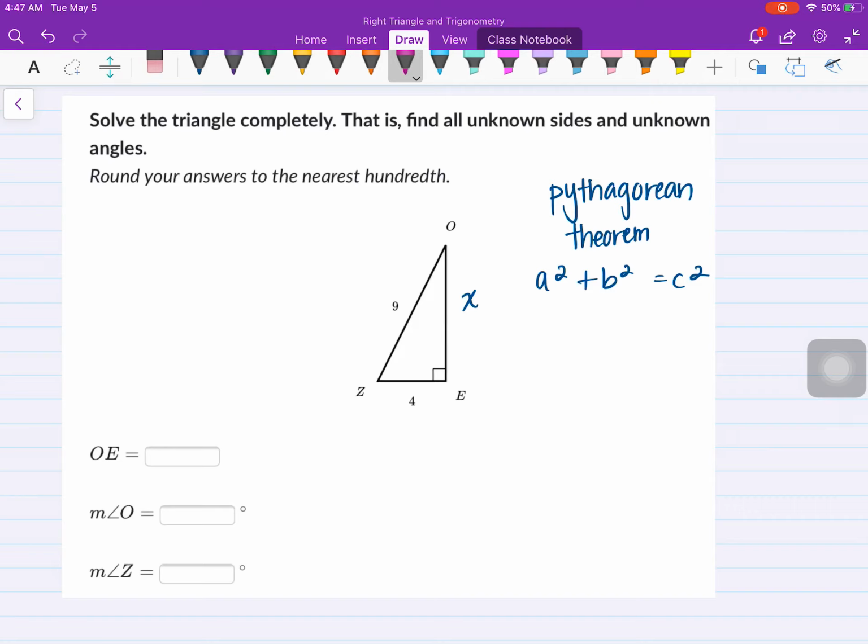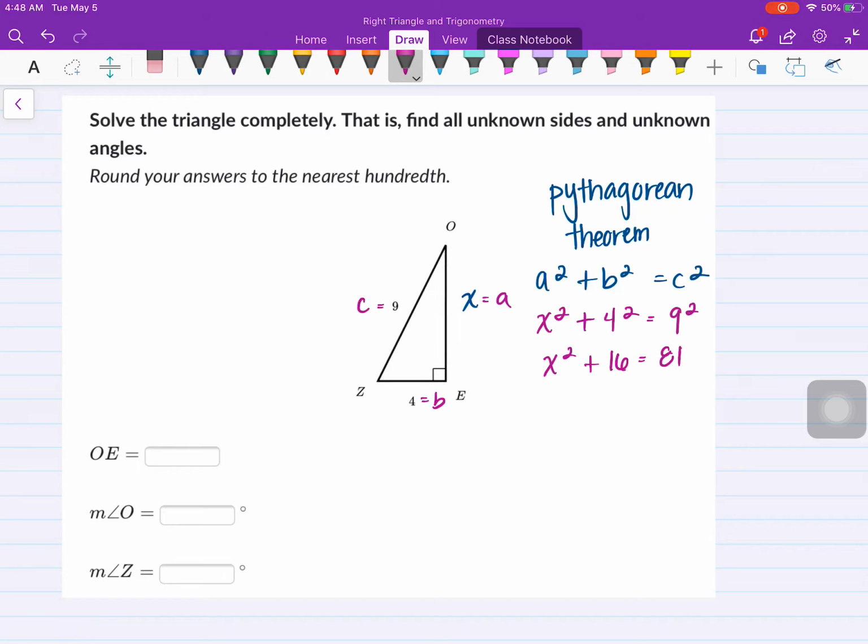Now the c is the side that is opposite to our right angle. So in this case, c would be 9. And for x, it really doesn't matter which one I choose as my a and my b. The most important one was already labeled, which is c. So let's say this here is a and this here is b. Then we have x squared plus 4 squared equals 9 squared, and all I did here was substitution. So we have x squared plus 16 equals 81.